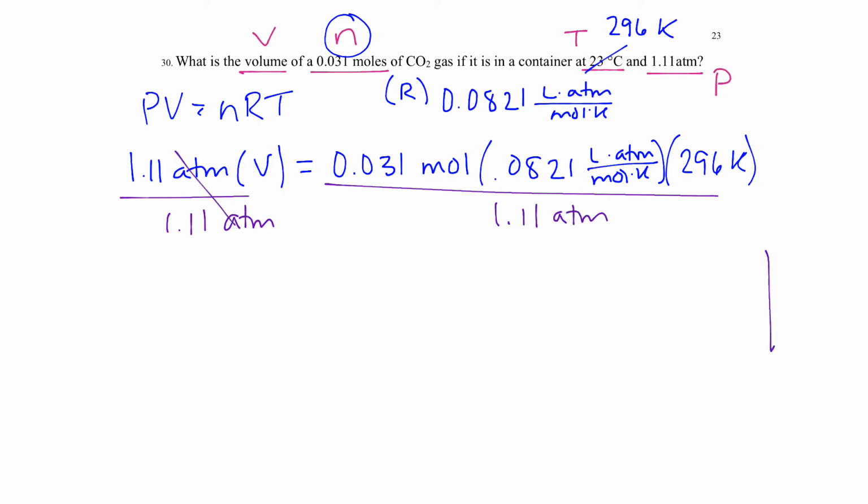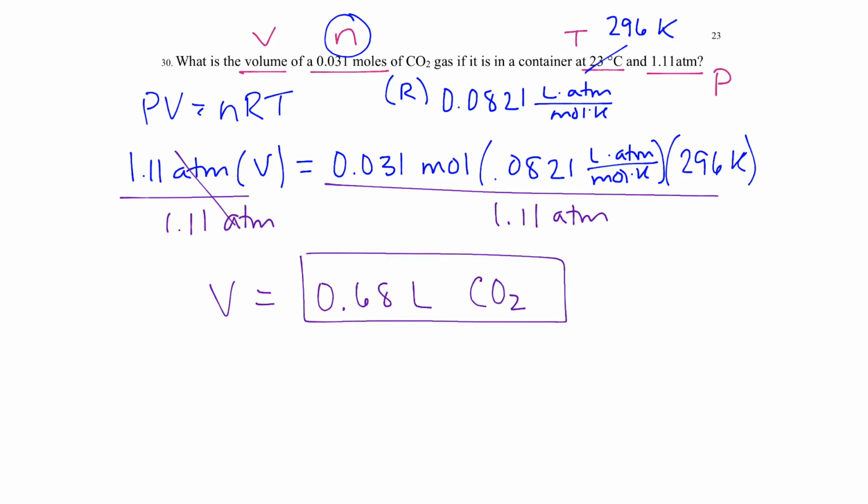If you do all of that, your volume should come out to be about 0.68. Remember, the unit is liters because that was the volume unit in the ideal gas constant. All right? So that was our last gas laws problem.